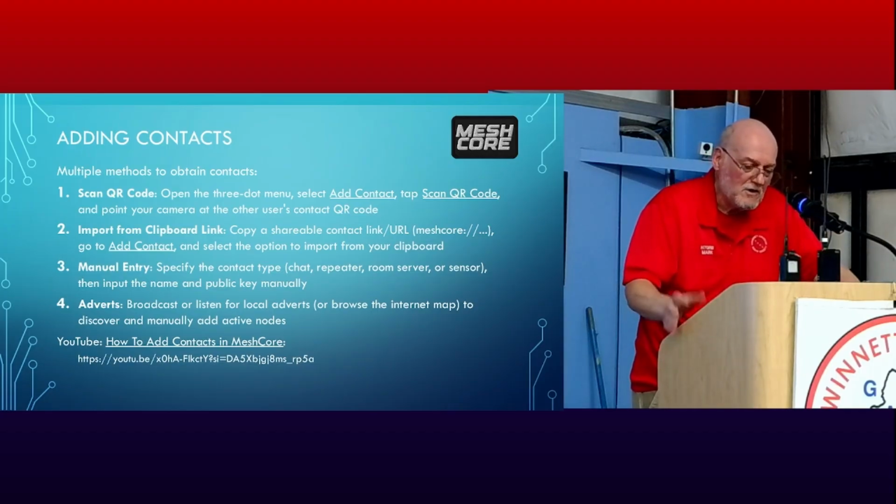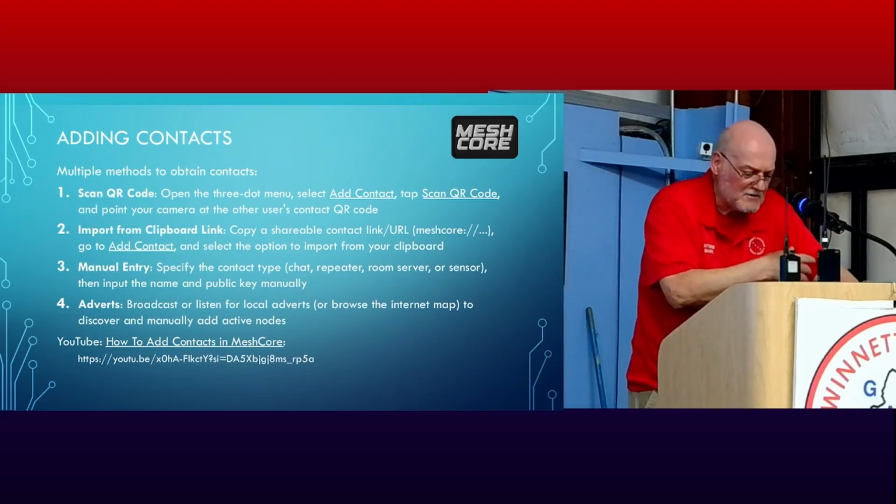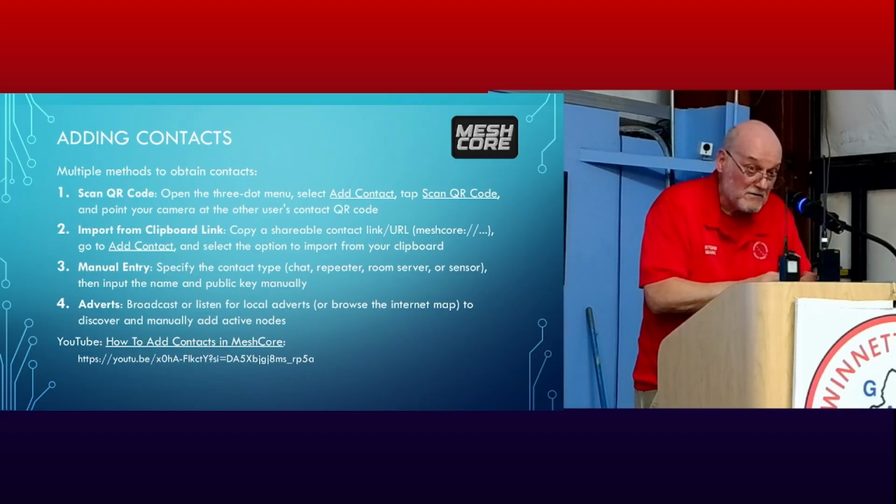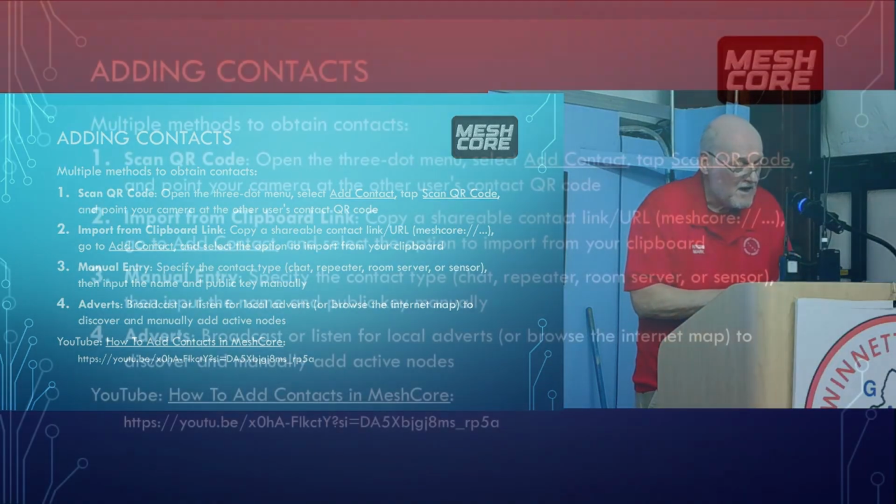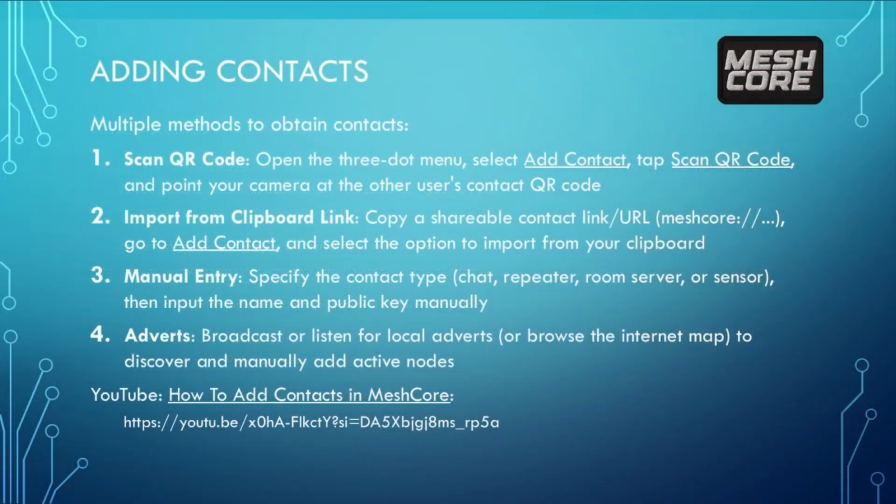Manual entry, you can go to the add contact page, and I'll show it to you in just a little bit. You can go to the add contact page and just manually enter, although it's kind of terrible because you have to enter their public key, and their public key leaves a lot of room for error. And then you can advert. And what is an advert? You're advertising yourself to the mesh. And I'll show you an advert in just a moment.